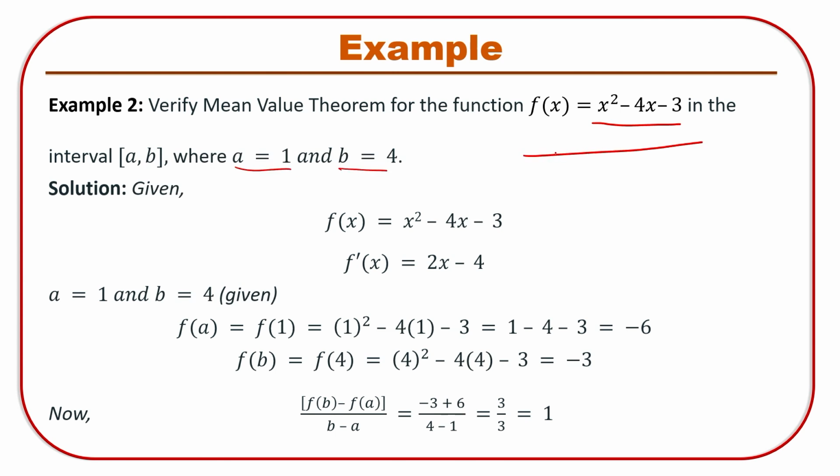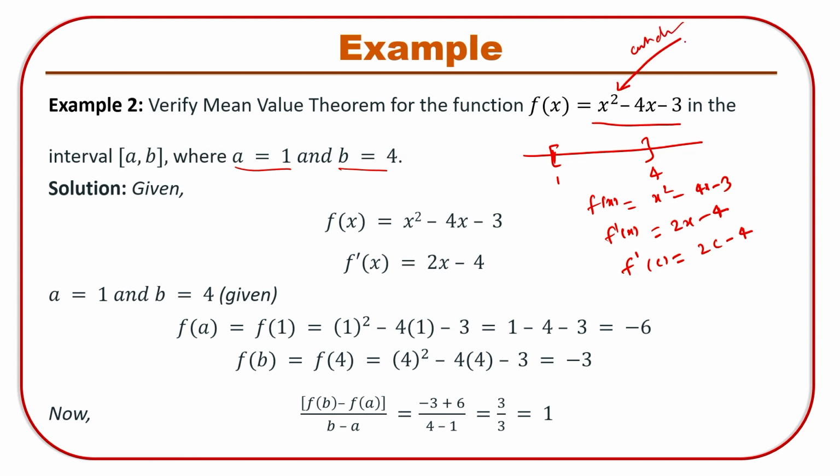So we have to verify, look at each step for clarity. f(x) is given as x square minus 4x minus 3. So f dash of x can be calculated as 2x minus 4. Therefore f dash of C can be calculated as 2c minus 4, right? And C is unknown here, right? Now this function is a sum and difference of three functions. X square is continuous and differentiable, 4x is continuous and differentiable, 3 is a constant function which is continuous and differentiable. That makes f(x) continuous and differentiable.